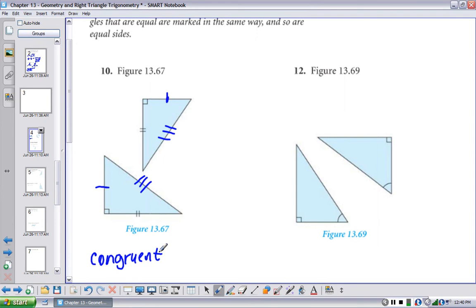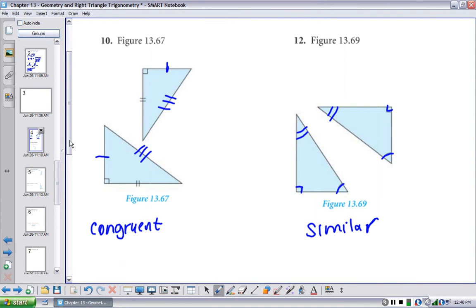Now, number 12 is similar. And let's talk about why. They tell us this angle is equal to this angle. This angle is equal to this angle, which means that this angle is going to have to equal that angle. We don't know anything about whether the sides are equal or in proportion, but that's okay, we do know that those angles are equal, so that's similar. In order for us to determine if that's congruent, we would need to know that the sides are equal as well.